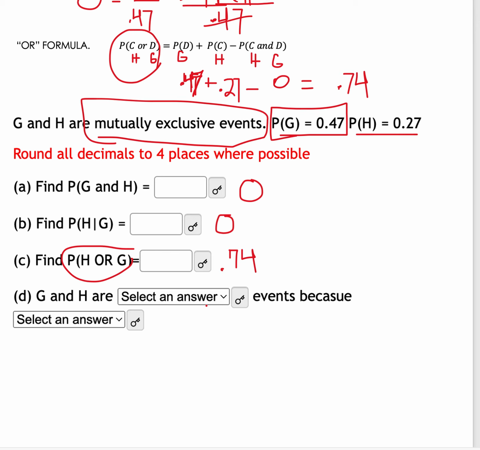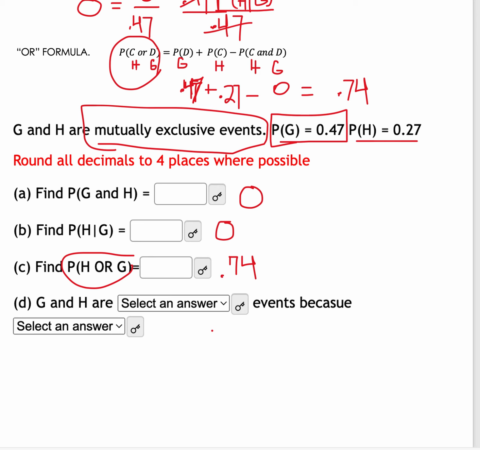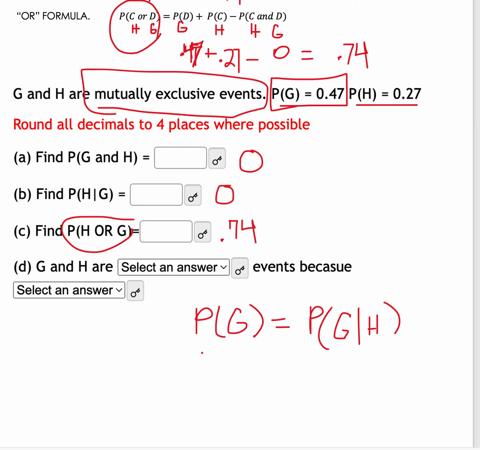Now, it's asking about whether or not these G and H are independent or dependent events. Now, we know if something is independent if the probability of G is equal to the probability of G given H, or the other way around. I can switch the letters around. I can say the probability of H is equal to the probability of H given that G has happened. If H and G are independent, then these values are going to be equivalent.